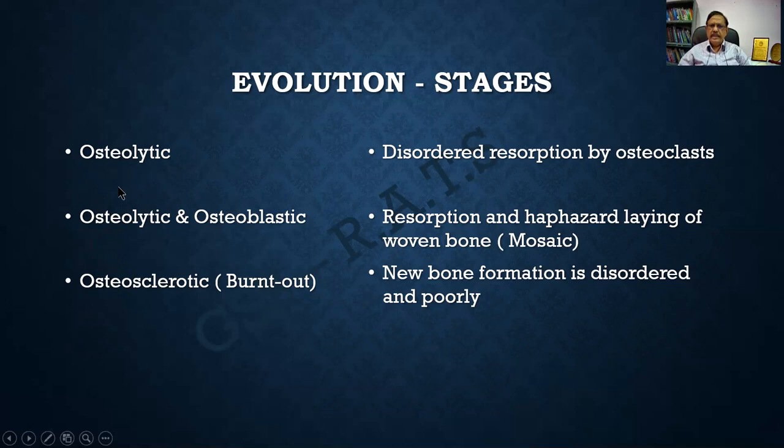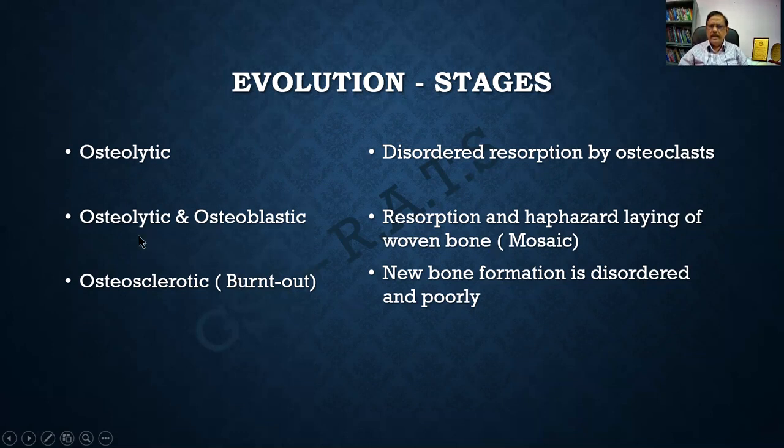We shall explain the stages. First is osteolytic, which means there is a disordered resorption of bone. There are 2 cells basically, the osteoclast and the osteoblast in the bone. The osteoclast helps in removing the unwanted bone, whereas the osteoblast lays down new bony matrix. In this stage, you find that there is a disordered removal by the osteoclast.